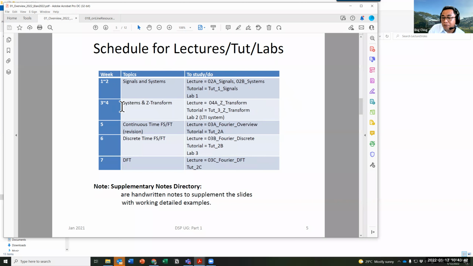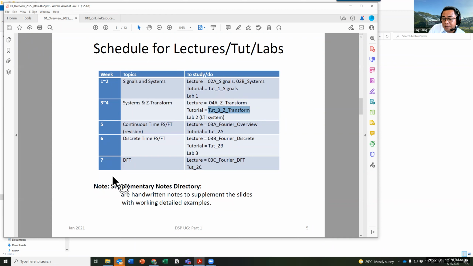In week 3 and week 4, you're still continuing with systems, and then we'll jump to O4, which is the transform, the Z transform. So you're going to read O2A, O2B, tutorial 1, followed by O4A, Z transform, followed by tutorial 3 for the Z transform. And lab 2 is covering this part.